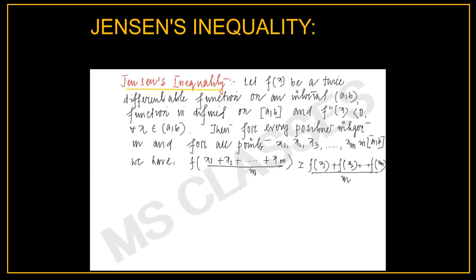Now, what we're saying is that if the function has this characteristic, then if we consider any positive integer m and we take some m numbers in the closed interval where the function is defined, then we can write f of (x1 + x2 + x3 + ... + xm)/m is greater than or equal to (f(x1) + f(x2) + ... + f(xm))/m. When the inequality will hold true, or when the equality will hold true, that also we'll discuss.